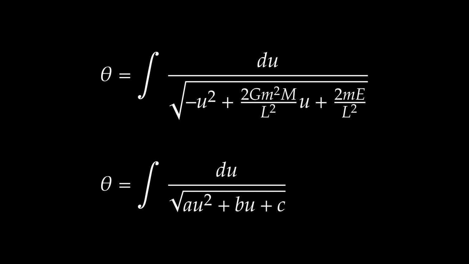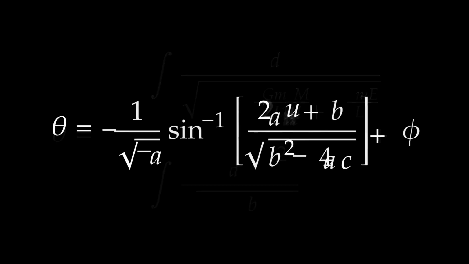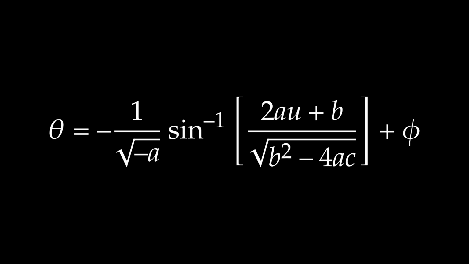So the integral of du over the square root of au squared plus bu plus c, it turns out, is equal to negative 1 over the square root of negative a, inverse sine of the quantity 2au plus b, divided by the square root of b squared minus 4ac. And naturally, there'd be a constant of integration associated with that, so I'll add a plus phi to the end of it. I know you're not accustomed to seeing me use constants of integration, but in this case, I haven't put limits on the integration, as I typically would, and so I'm leaving that constant there. And as you'll see, I'm going to be tricky with the constant anyway, so I appreciate leaving it there.